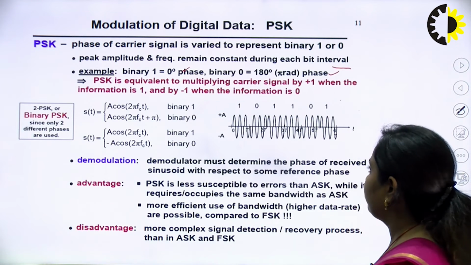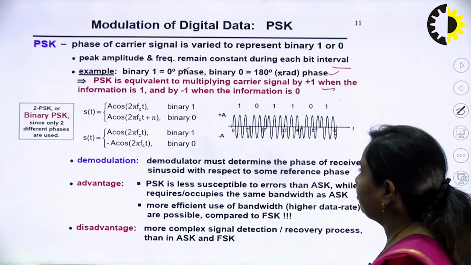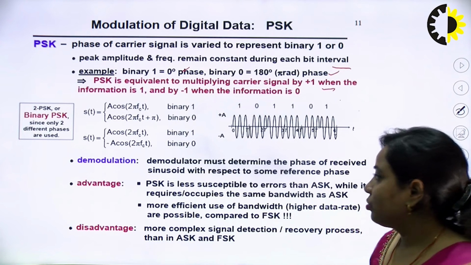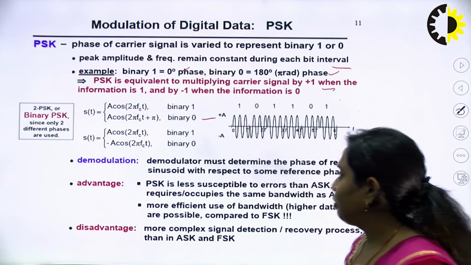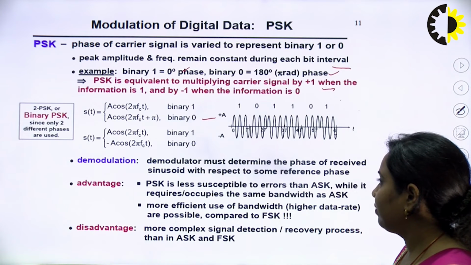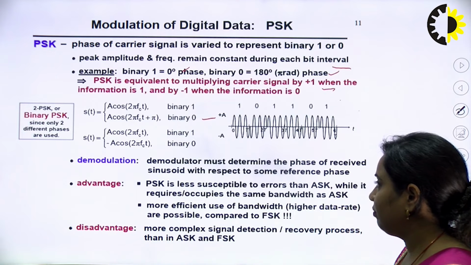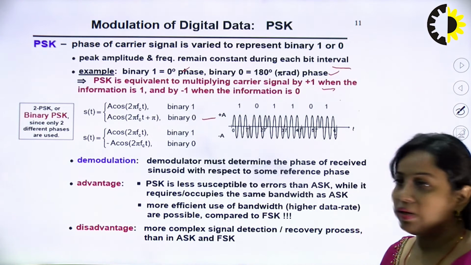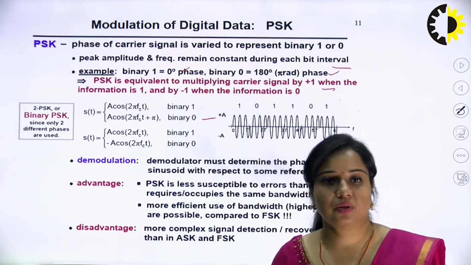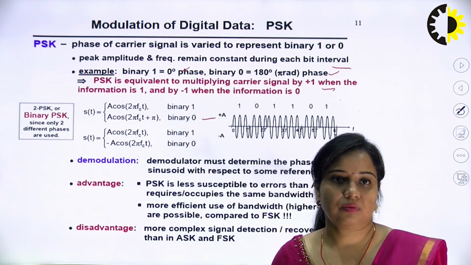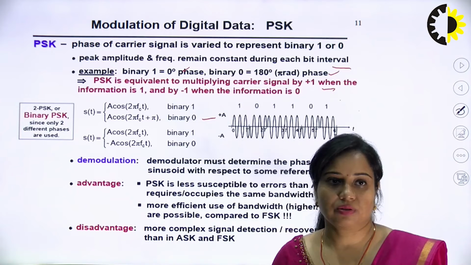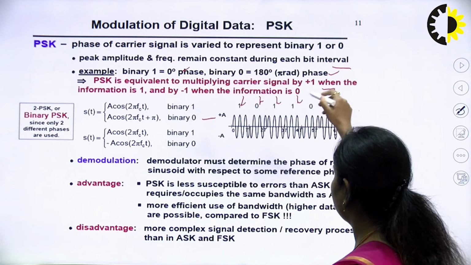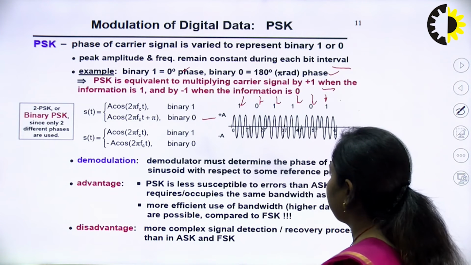PSK is equivalent to multiplying the carrier signal by 1 when the information is 1 and by minus 1 when the information is 0. So s(t) = A cos 2 pi fc t for binary 1 and A cos(2 pi fc t + pi), meaning a 180-degree phase shift, for binary 0. This is equivalent to minus A cos, meaning when we shift the cosine by 180 degrees, it is equivalent to the negative of the cosine signal. Now this will be bit 1, then this will be 0 1 1 0 1. So this will be plus A amplitude and minus A amplitude.